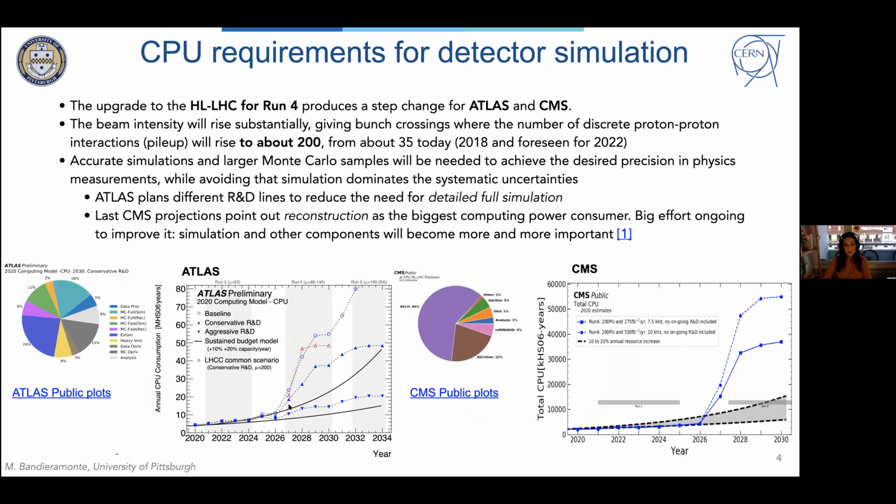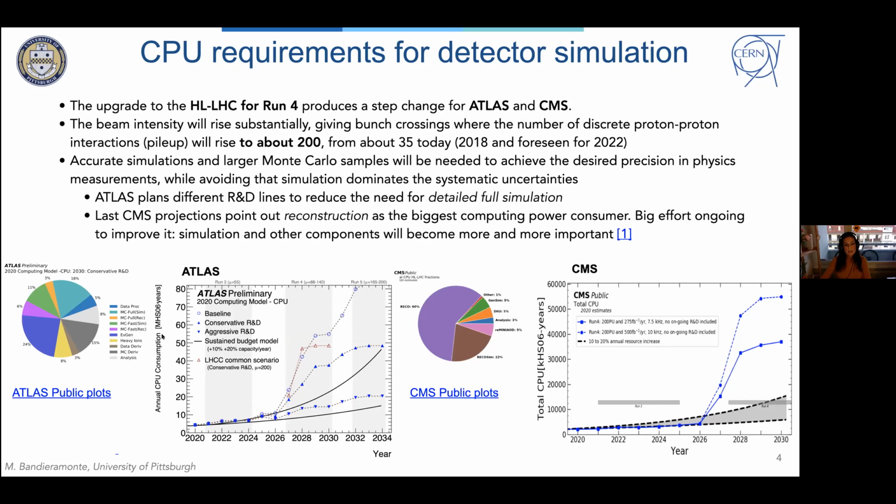Let's see how it goes for the ATLAS and CMS experiments. For them, the major game change will happen in Run 4, with the High-Lumi phase. There the beam intensity will rise substantially, and that implies that the pileup will increase from a factor of around 35 today to 200. Accurate simulations will be needed to meet the desired physics precision, but at the same time, larger Monte Carlo samples will be needed if the experiments want to avoid the simulation dominating the systematic uncertainties.